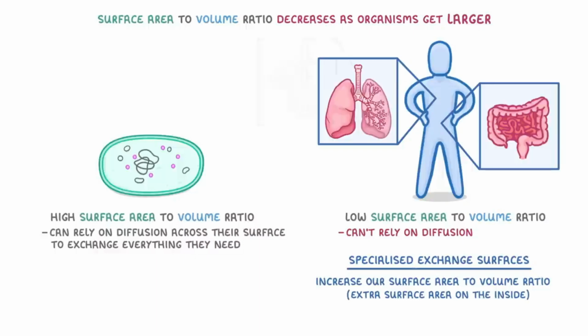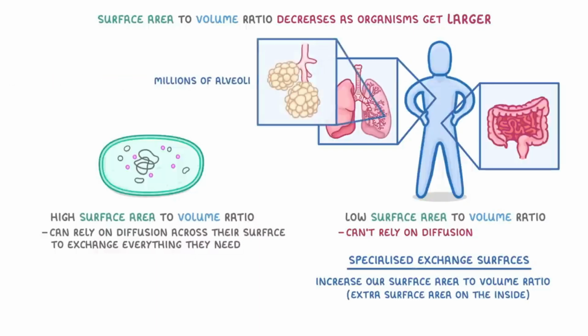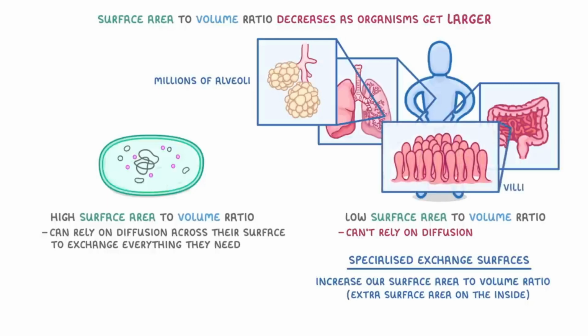For example, in the lungs, we have millions of alveoli, which together gives a huge surface area over which we can absorb oxygen and get rid of carbon dioxide. And in the intestines, we have villi, which provide a massive surface area for the absorption of nutrients.